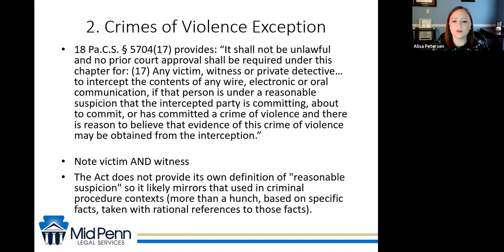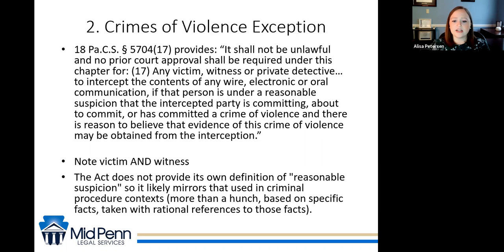It's also noteworthy that this only applies for specific crimes of violence that are outlined by the statute. I have heard a common misconception that if any crime is occurring, it's okay to record someone, and that's not accurate according to the Pennsylvania Wiretap Act. It is only outlined crimes, which I will go over.